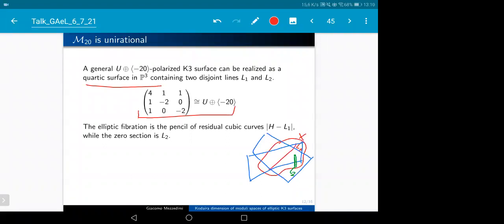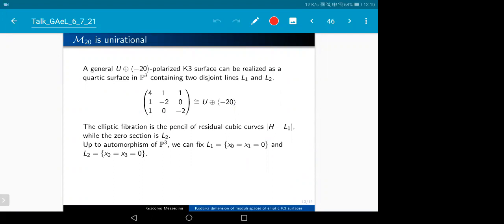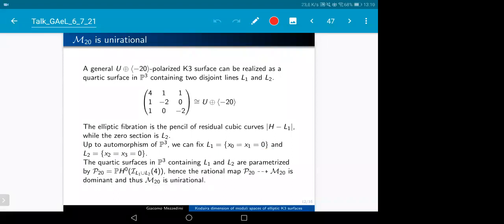And so now that we have this projective model, we just have to parameterize these surfaces. So first of all, we parameterize the lines, the disjoint lines. And that's easy because up to isomorphism of P3, we can just put the lines wherever we want. For instance, we fix the following two disjoint lines. And then our parameter space is just the set of quartic surfaces in P3 that contain these two curves. And well, that's clearly a rational space. And it's just the following projective space here of quartic surfaces containing these two lines.